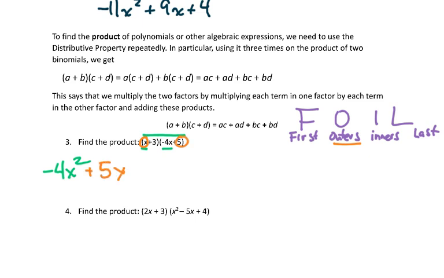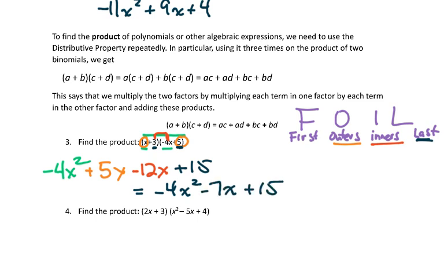The inners, right, those will be the terms on the inside. That will be the 3 on the inside and the negative 4x. So together those will be a negative 12x. And then finally the last, right, those will be your last terms in each. And that is the 3 and the 5, which will give you a plus 15. Combining, we'll get a negative 4x squared. The 5 and the negative 12 combine to be a negative 7x plus 15.